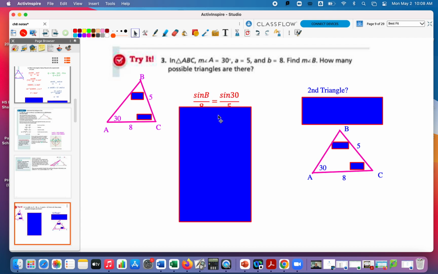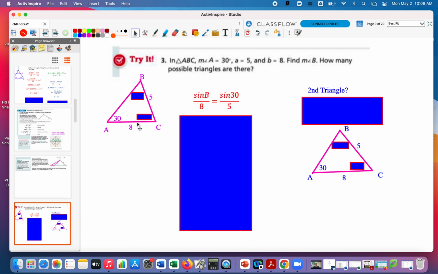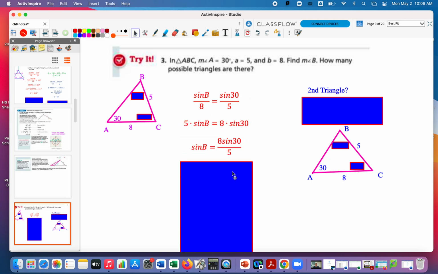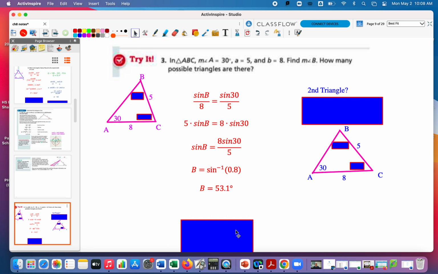And how many triangles are there? So I can set up a ratio, sine of B over 8 equals sine of 30 over 5. Keep solving like we normally do: cross multiply, and we end up dividing. I get some value of 0.8, which I have to do the sine inverse on. So I get 53.1 degrees. So angle B could be 53.1 degrees. I can find that angle C, therefore, is 96.9.